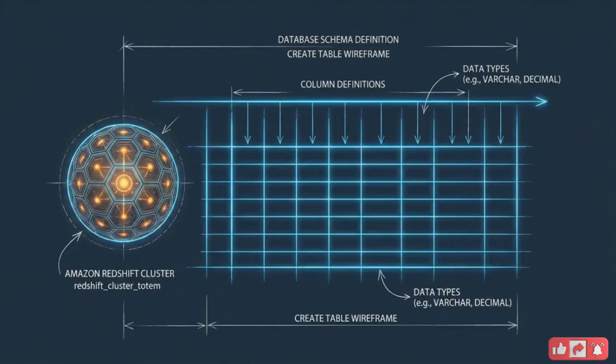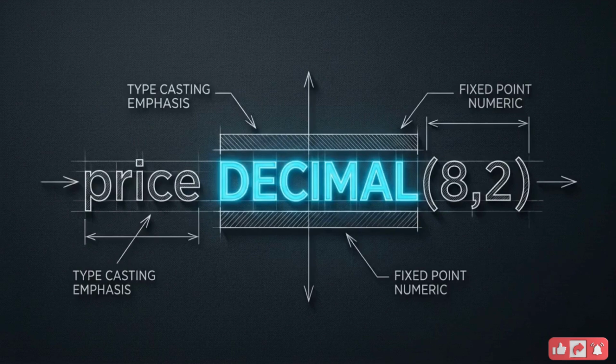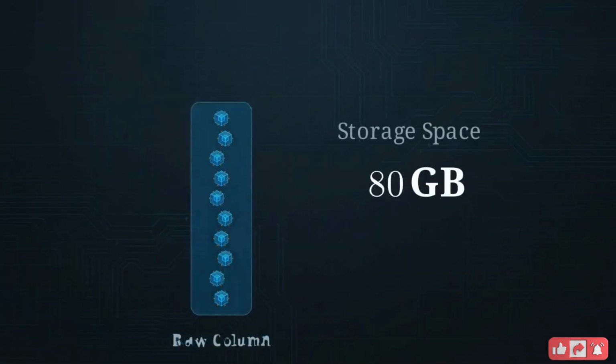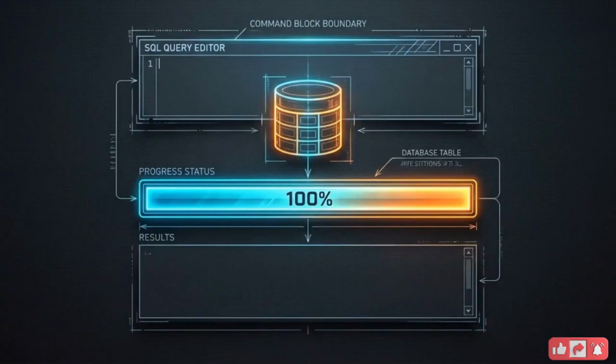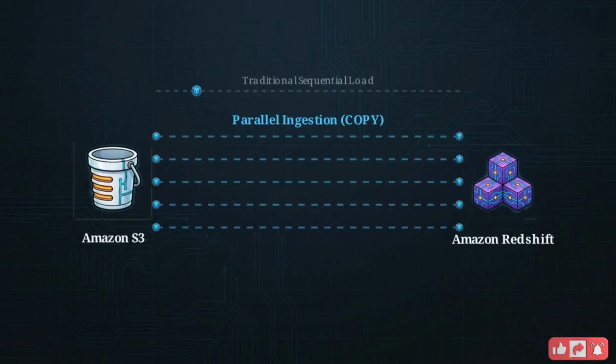Before we can ingest data, we need to create our database schema by defining our tables. When writing your create table statement, assign strict data types, like specifying decimal for currency instead of a generic text string. This maximizes Redshift's columnar compression, saving you massive amounts of storage space. To load the data, we will use the copy command. This is the optimized method for high-speed, parallel ingestion straight from S3.